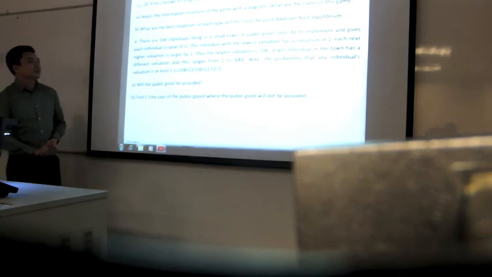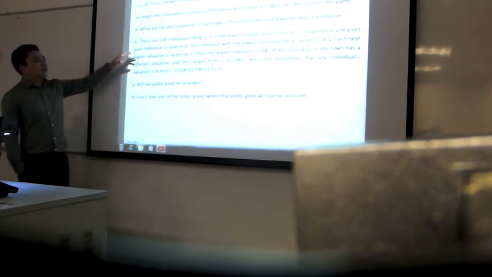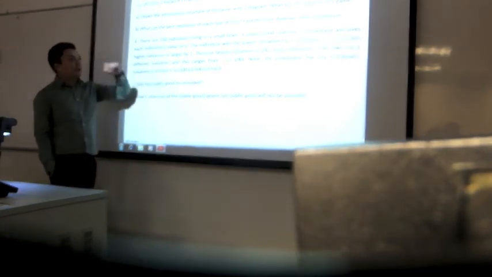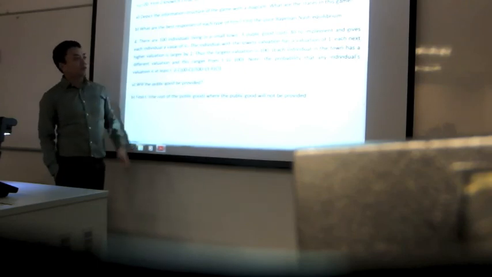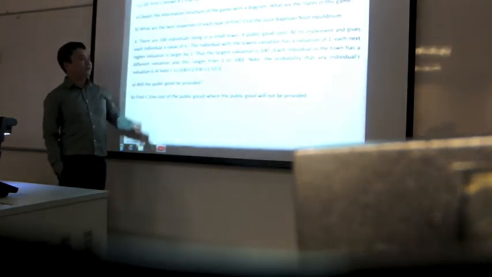Okay, any questions about the Cournot? Okay, now let's do the last question. The last question is public good and uncertainty. Right, so we have 100 individuals living in a small town. The public good costs $40 to implement. It gives each individual a value of V.